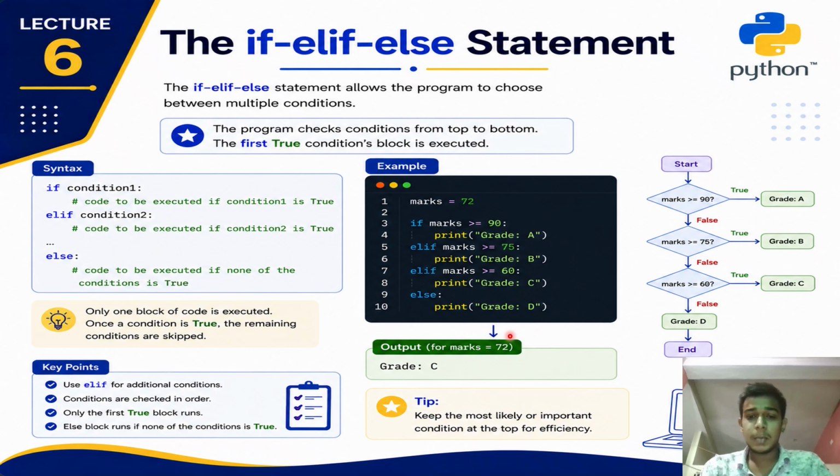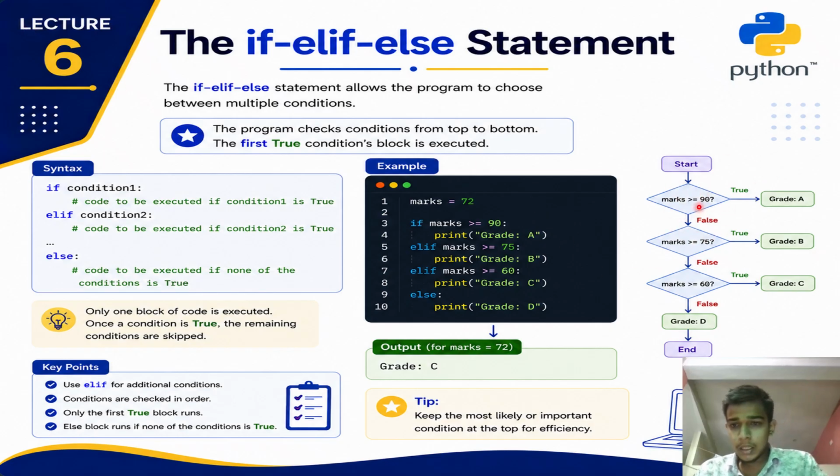Let's quickly revise the key points. First, use elif for multiple conditions. Python checks conditions from top to bottom. Only the first true condition is executed. The else block runs only if none of the conditions is true. The if-elif-else statement is commonly used in real-world programs such as grading systems, menu-driven applications, salary calculation, discount systems, and many other decision-making problems.